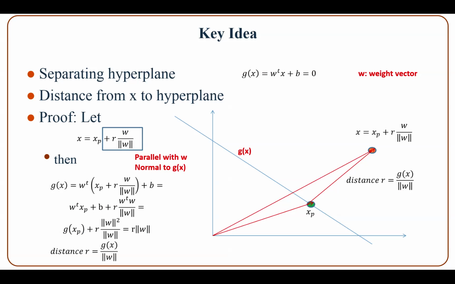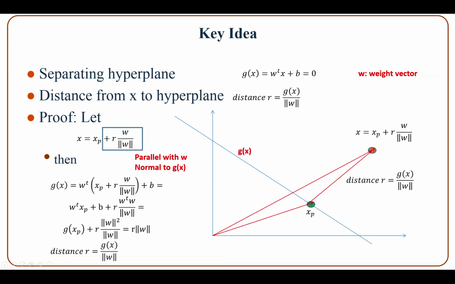Now we discuss the distance from a point x to the hyperplane. The distance from a point x to the hyperplane is given by r, which is equal to g of x divided by the norm of w. And this is a proof. Let x equal to xp plus r multiplied by w divided by its norm. And this is the graphical illustration.